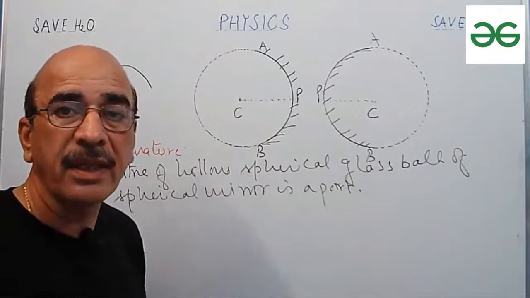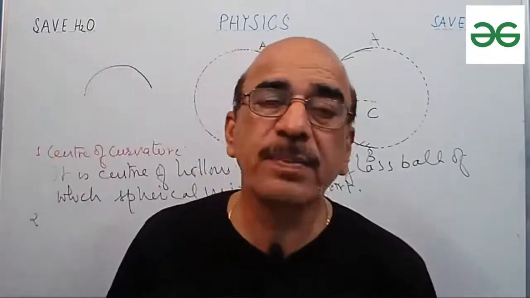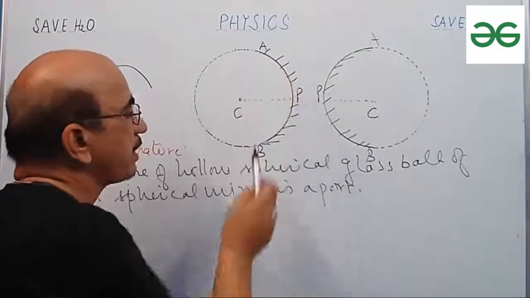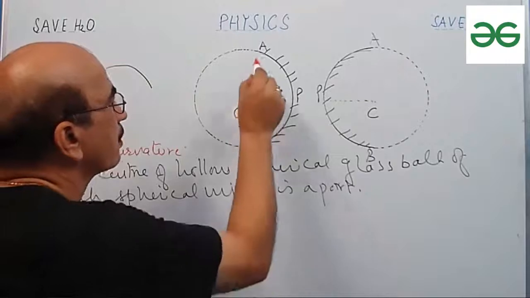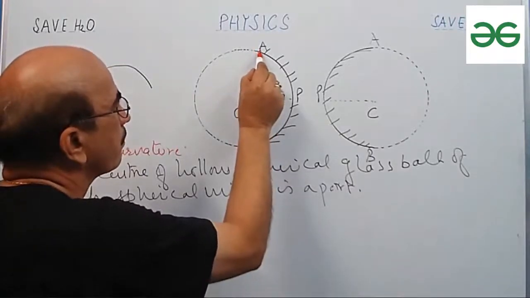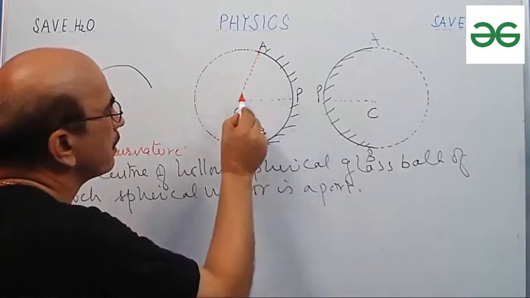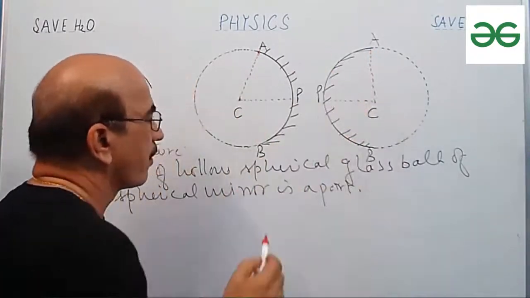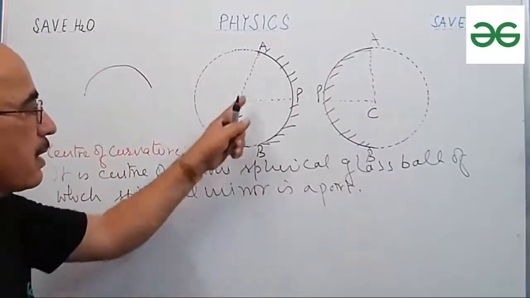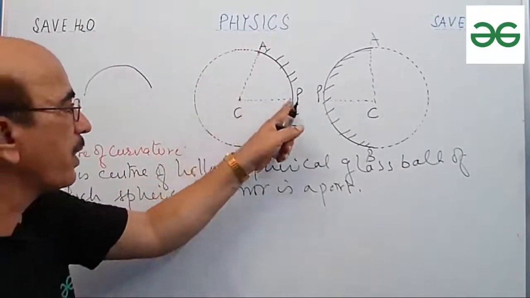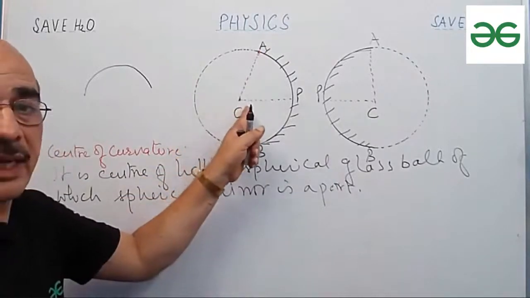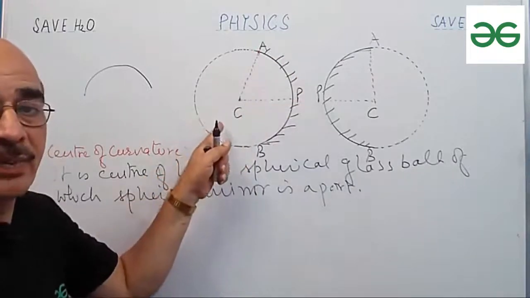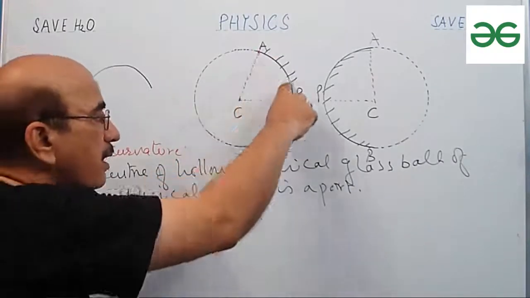CP is a radius of the sphere. So this is the radius of the sphere, and if I join this here, taking another color, starting from here, in the same way it is starting from here, I can join here. So this is AC, and here PC. It is a radius, joining the center to a point of the sphere. So it is the radius of the hollow spherical glass ball.